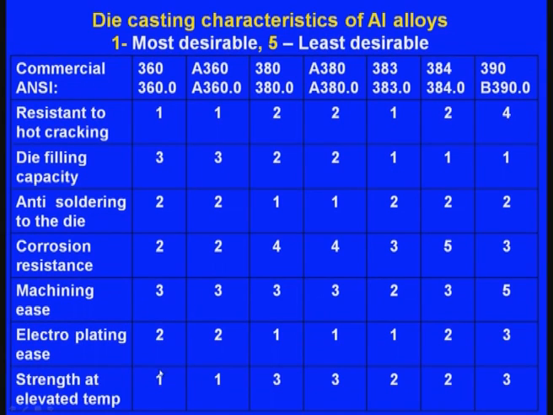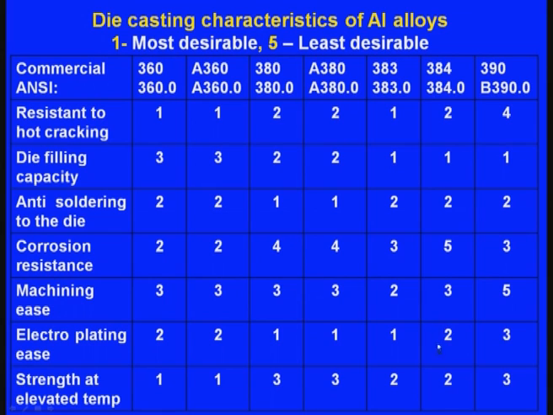Electroplating, coming to that, these two alloys, 360 and A360, are close to most desirable, and these three, 380, A380 and 383, are most desirable alloys, whereas 384 is close to most desirable and 390 is in the middle. Coming to the strength at elevated temperature, 360 and A360 are most desirable, whereas 380 and 380 are in the middle. Next one, 383 and 384 alloys are close to most desirable. Again, 390 is in the middle.